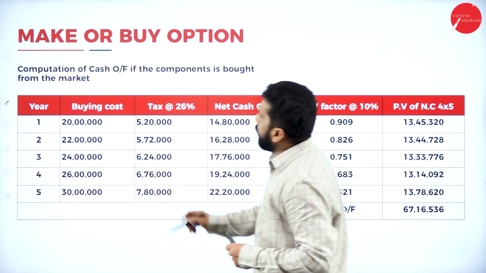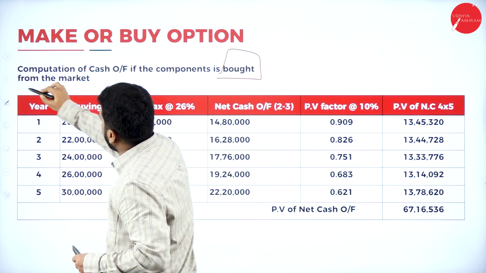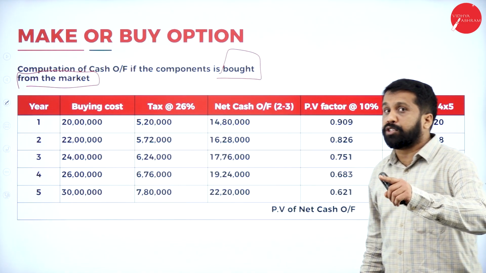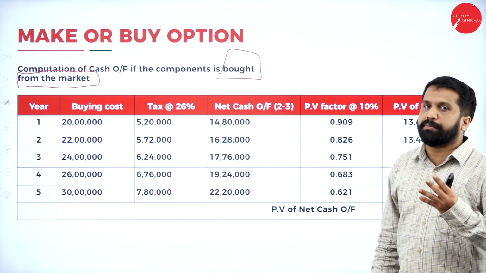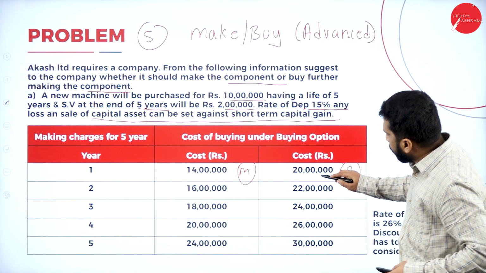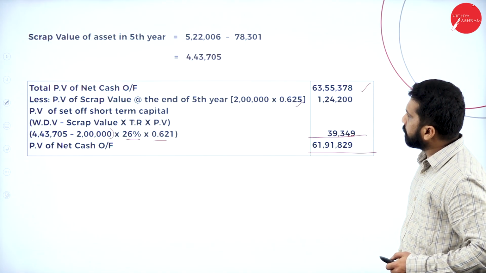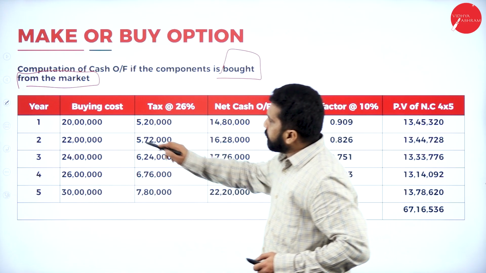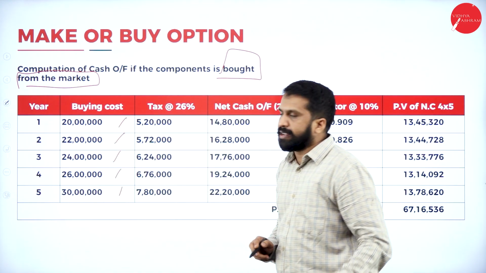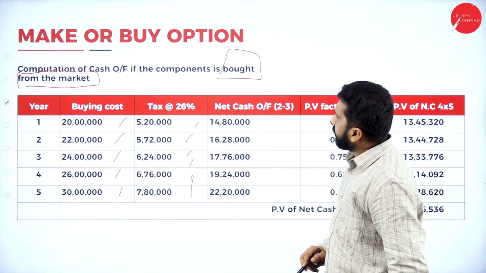Now, the computational cash flow in case of bought from the market. Bought from the market means your depreciation will not come because you don't have machinery with you. Now, what is the value given for bought? 20 lakh, 22, 24, 26, 30. What is the tax rate? 26%. Calculate. What is the net cash outflow?